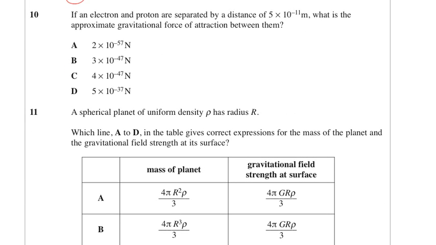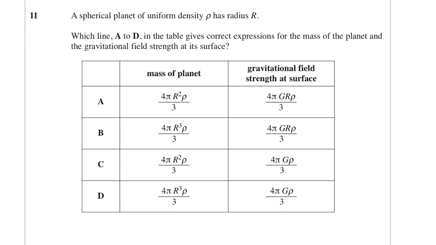If an electron and a proton are separated by a distance of 5 times 10 to the minus 11, what is the approximate gravitational force of attraction between them? So we need the two masses, so 1.67 times 10 to the minus 27 times 9.11 times 10 to the minus 31, so that's the two masses times G, so 6.67 times 10 to the minus 11, and divided by the distance squared, which comes out at 4.05 times 10 to the minus 47, which is roughly answer number C.